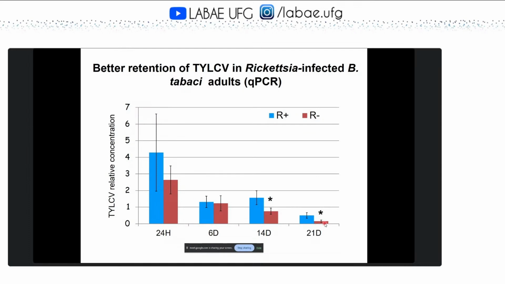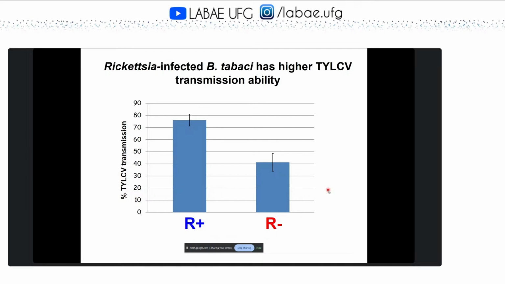So the presence of rickettsia has to do something with the virus retention in the whitefly. And this can also be seen in the transmission experiment. When we do transmission with rickettsia infected and uninfected whiteflies, you can see that the rickettsia infected ones are better transmitters, or better vectors, for the virus than the rickettsia uninfected. It is almost double the amount of transmission by rickettsia infected.